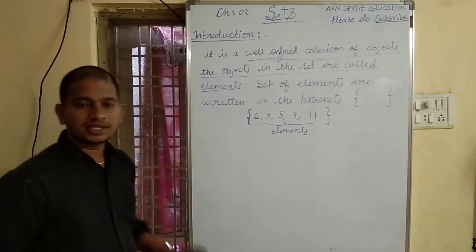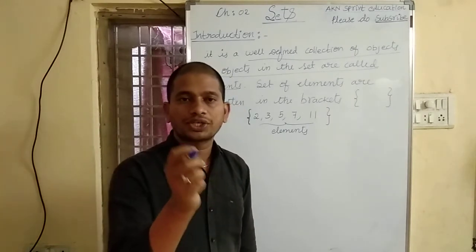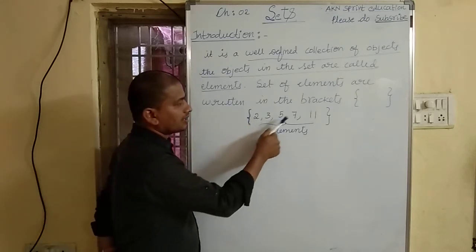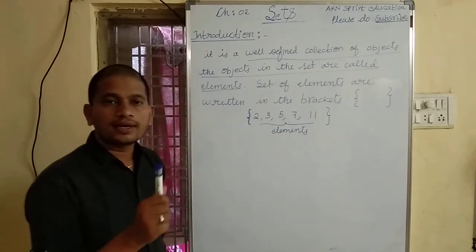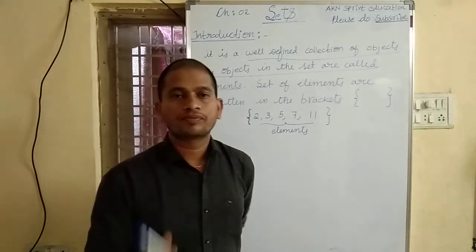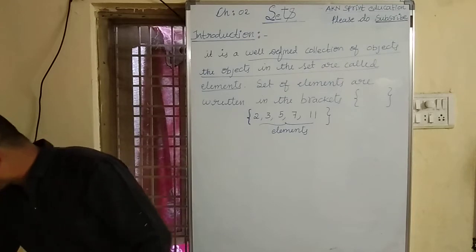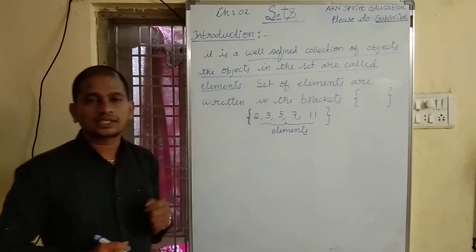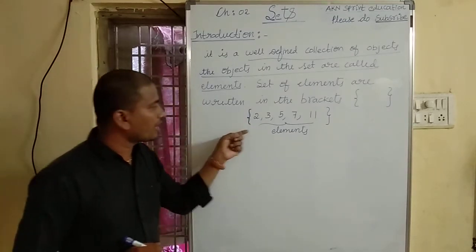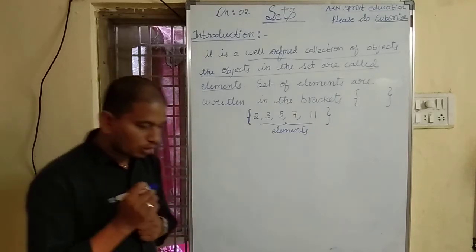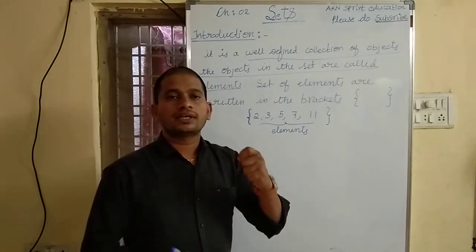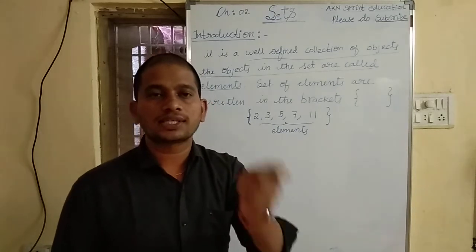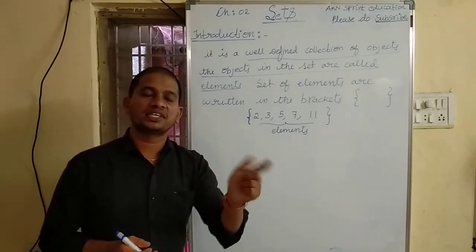So what is our set? Set is a well-defined collection of objects. And the second point, the objects in the set are called elements, and they are separated by the comma, and sets are written in the brackets, that is open bracket and closed brackets. And one more important point is a set is represented by capital English alphabets, that is A, B, C, etc.